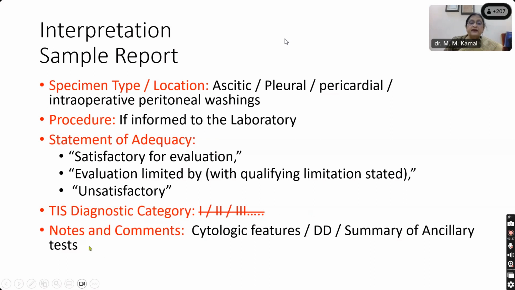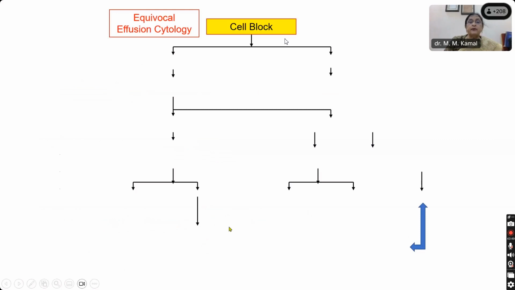And then if you have any additional notes and comments, and if you have done some ancillary testing, you write all the details into your comments section. So this is just a sample report.